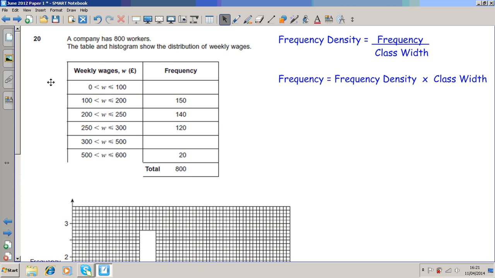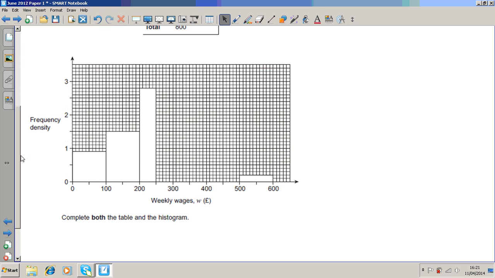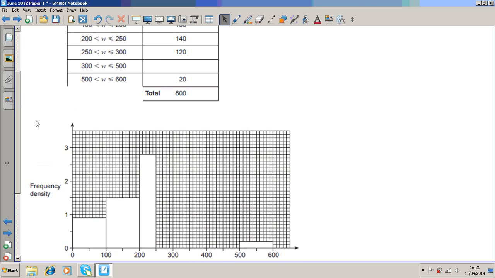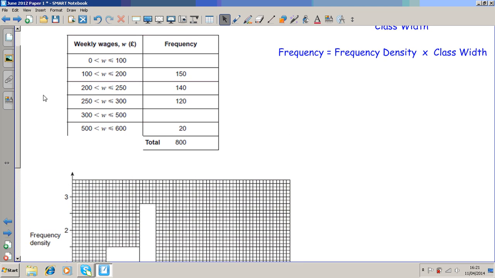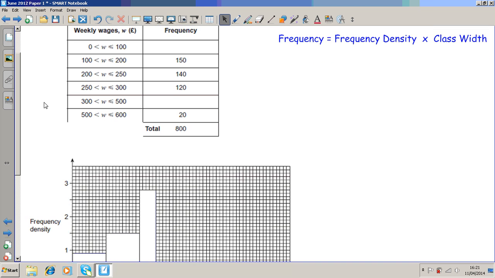Last question then, frequency density, histogram. The rule of a histogram is frequency density is frequency divided by the width of the class, i.e. 0 to 100 being 100, and 100, and then 50. And then we can rearrange that to get the frequency. Frequency is frequency density times class width. So I'm guessing we have to complete both the table and the histogram. So let's start by doing the table first.